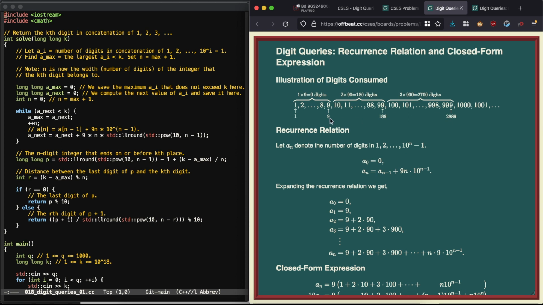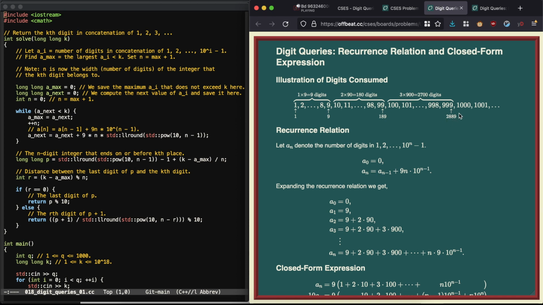And I will call these numbers the peg numbers. So this is one peg, and this is another peg, and this is another peg. So given any k, we'll try to find one of these interesting numbers. And what are these numbers? For example, we saw all these 2 digit integers consume 180 digits together. So how many digits have we consumed when we have reached 99? We have consumed 189 digits. That is 9 plus 180, 189. And similarly here we have consumed 2889 digits.